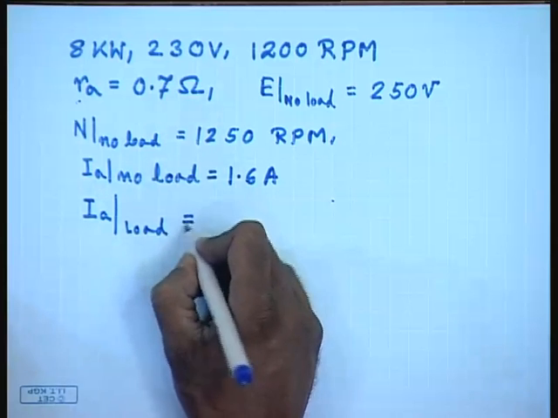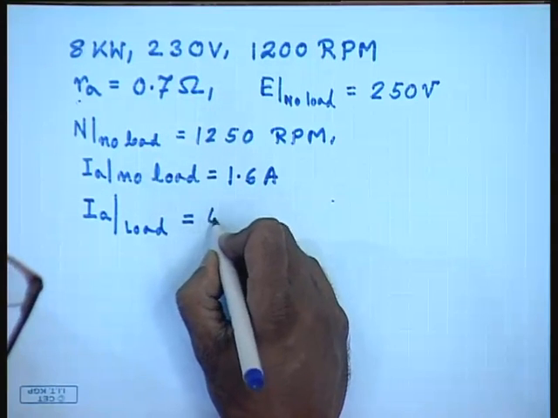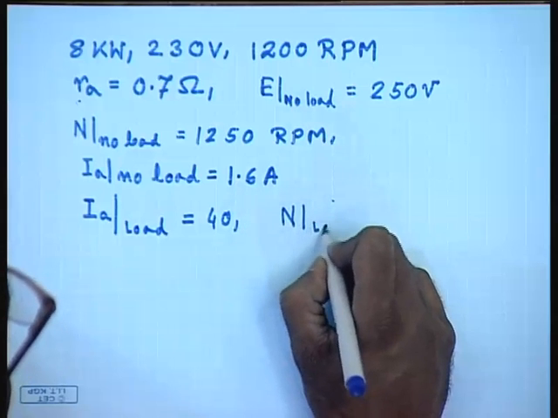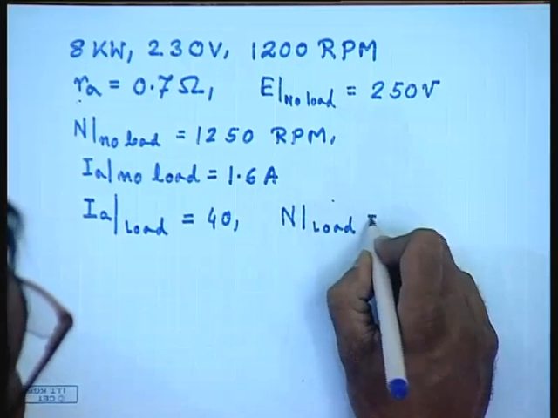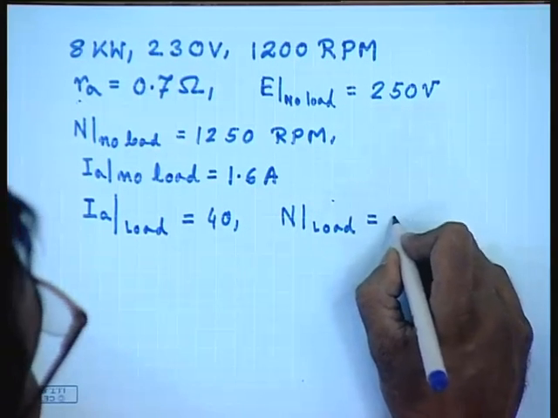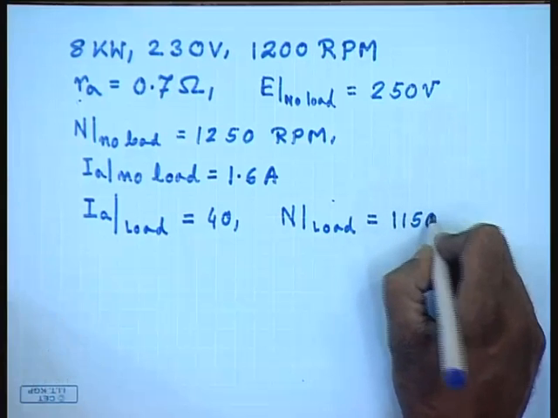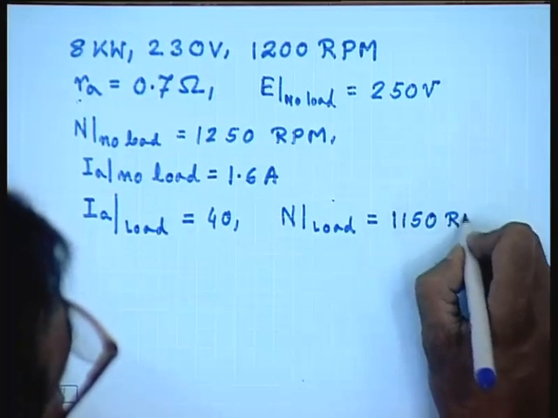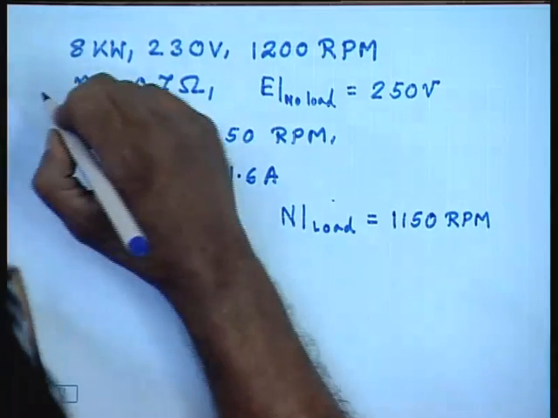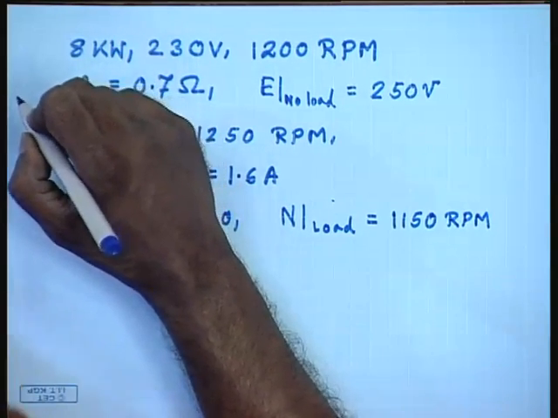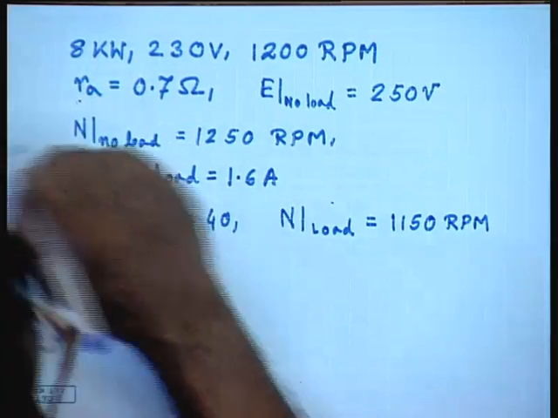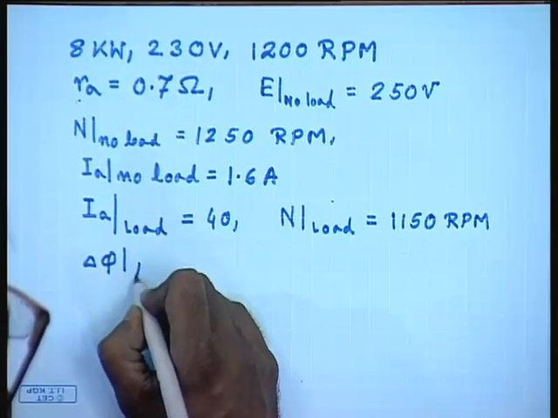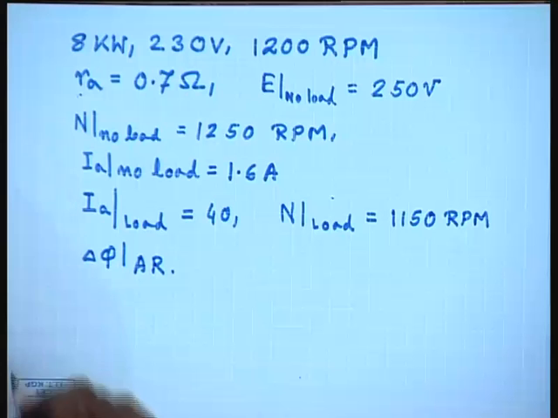Now, under this condition we apply a load such that under loaded condition Ia becomes equal to 40 ampere and N at load becomes equal to 1150 RPM. Find out how much reduction in flux per pole, delta phi f, happens due to armature reaction.